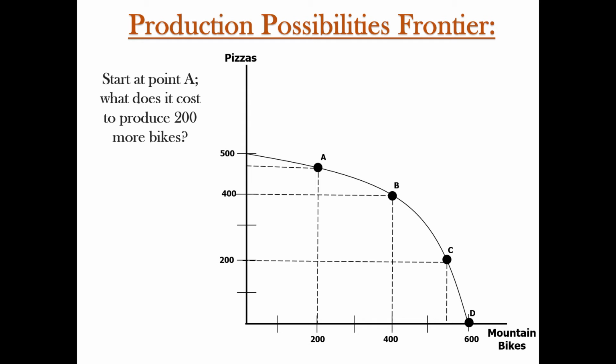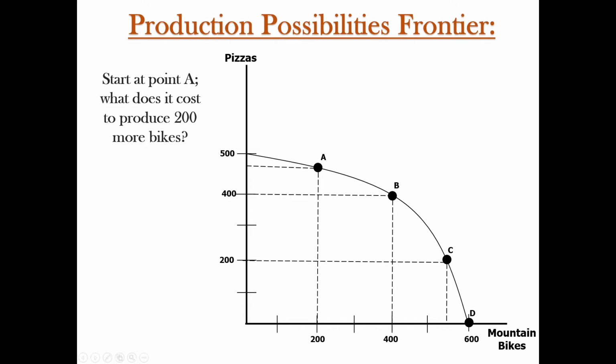Starting at point A, see if you can tell me what it would cost, in terms of opportunity cost, to produce 200 more mountain bikes. Well, starting at point A, we want to produce 200 more mountain bikes. There will be an opportunity cost associated with that. We will have to sacrifice some pizza production. Right now at point A, we're making 200 bikes. To make 200 more, we would need to make 400, and that would take us to point B.